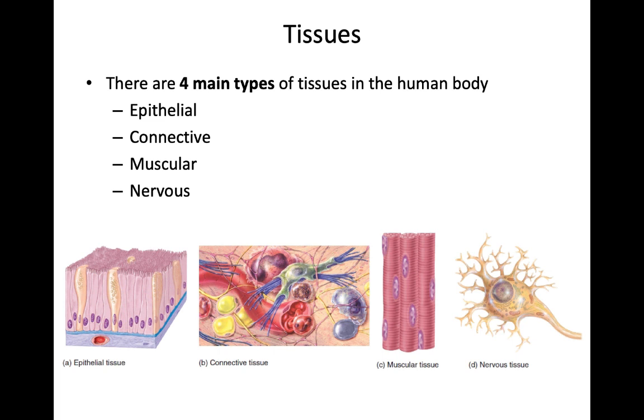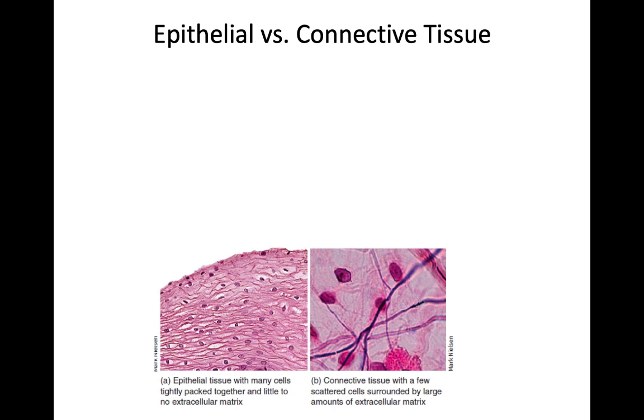We're going to be discussing epithelial and connective tissue extensively in this chapter. We will touch on muscular and nervous tissue, but there are chapters later in the course that we will spend looking in greater detail at those two types of tissues. Let's compare epithelial versus connective tissue.